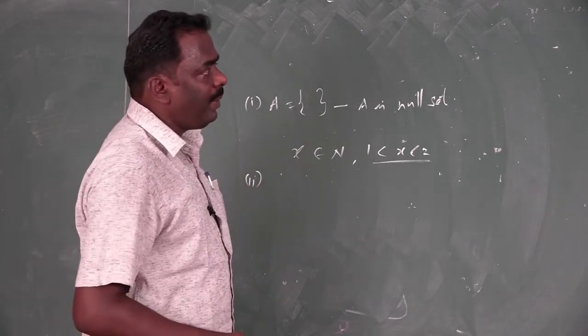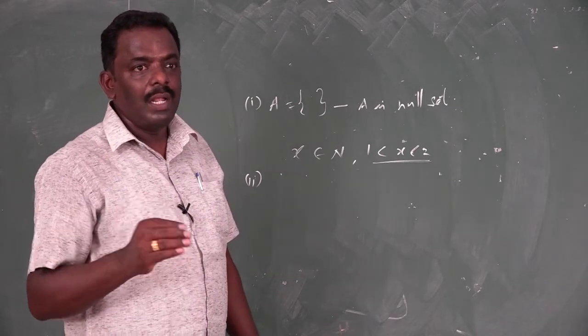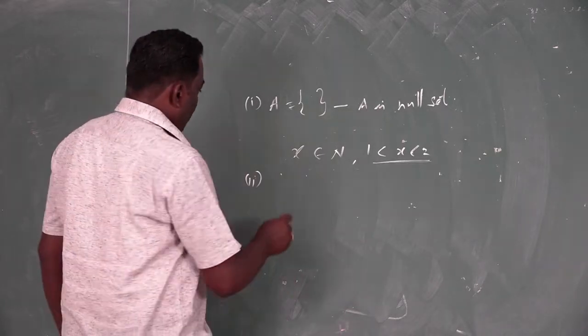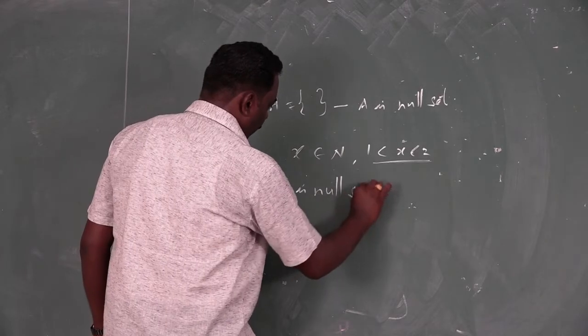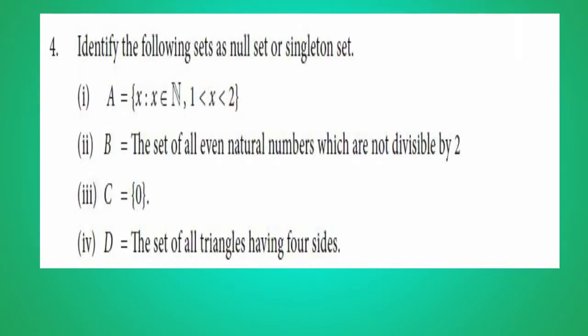But what is the given statement? It is not divisible by 2. No even number is not divisible by 2. Therefore, that is also empty. Therefore set B is called a null set. Then come to the third one. The third one, what is it? C has only one element, 0.